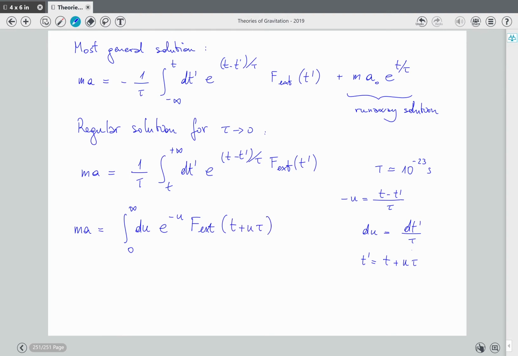So now you see that the exponential is decreasing in the entire domain, and so you can expand in powers of tau. If the external force can be expanded in powers of tau, you can expand the entire formula, and that is regular when tau goes to 0, because for tau going to 0, you just factorize an integral that's equal to 1, and you recover f equal ma.